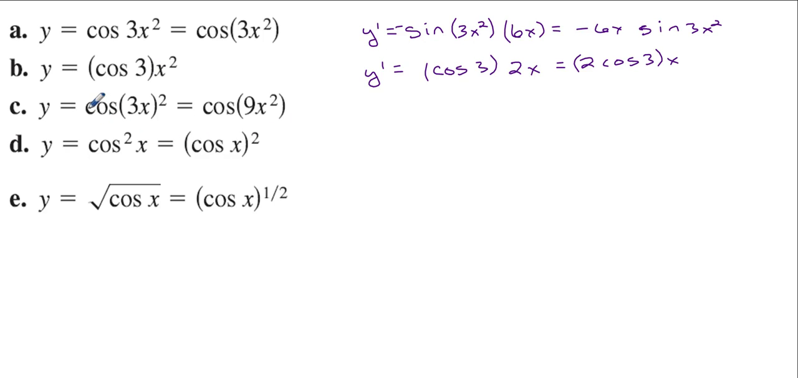Alright, letter C. Okay, cosine 3x squared. Well, using your power rules, you can make that 9x squared. Okay? Y prime then would be derivative of cosine is the negative sine. I'm not going to try and pull a fast one on you guys yet. You think. Negative sine of the stuff, 9x squared, times the derivative of the inner function, 18x. And what would that be? Negative 18x sine of 9x squared. We'll put parentheses around that for fun.